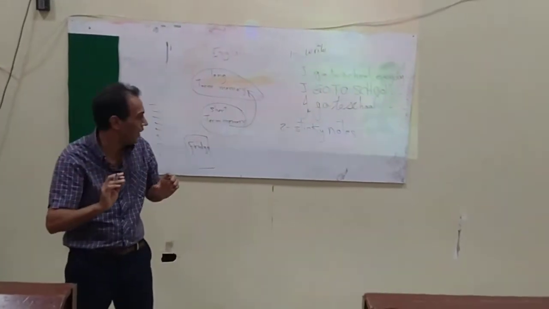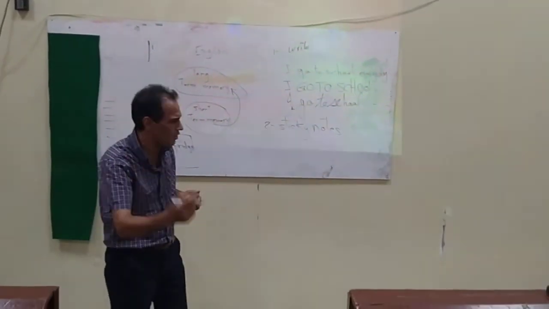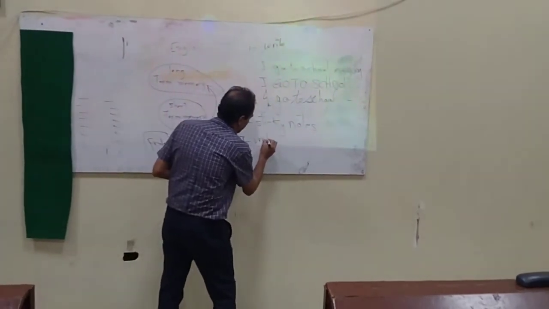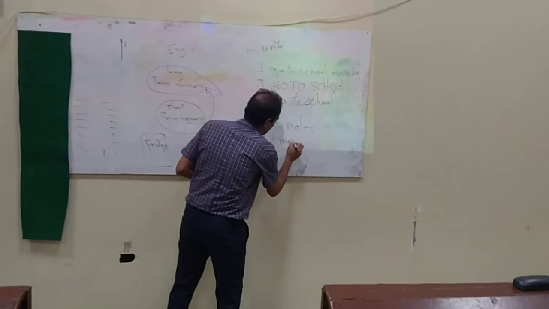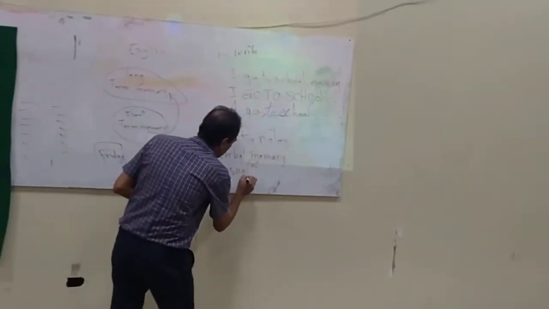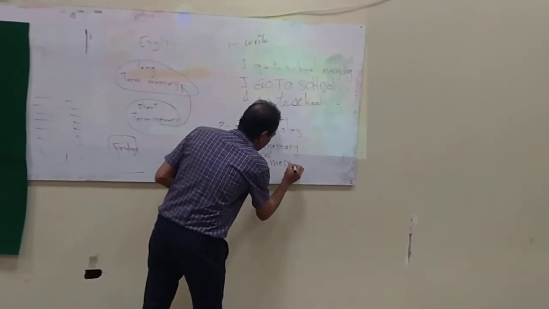Because he has two memories, they are called verbal memory and visual memory. What is the difference?